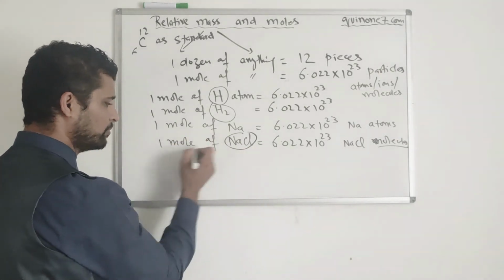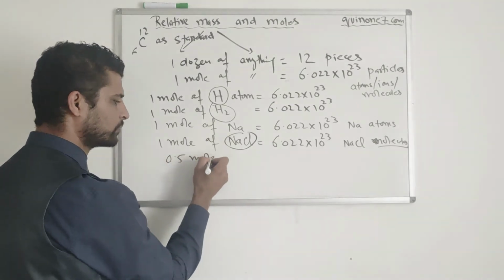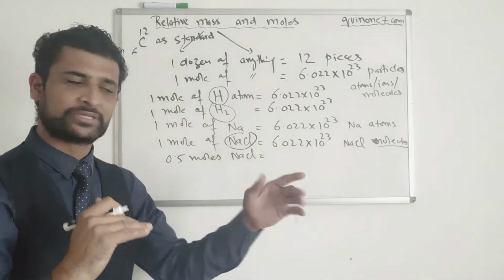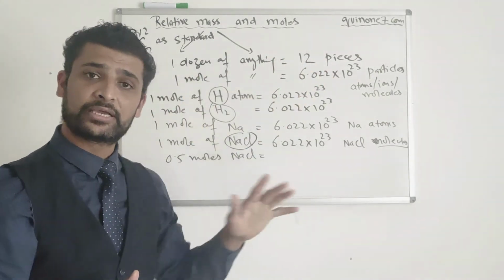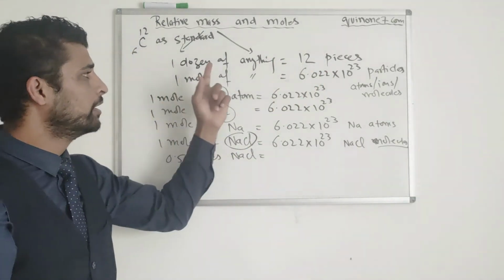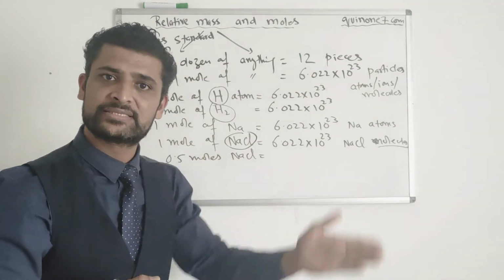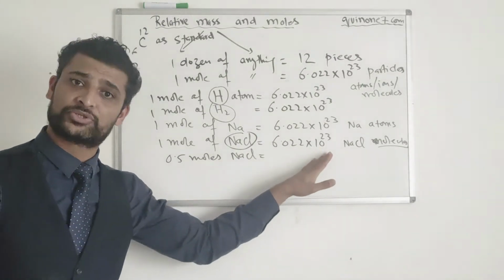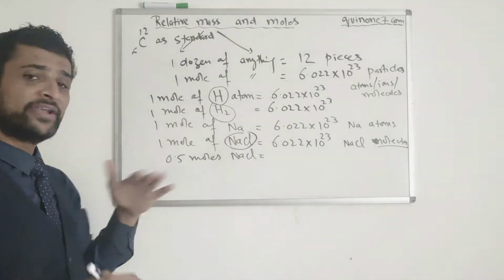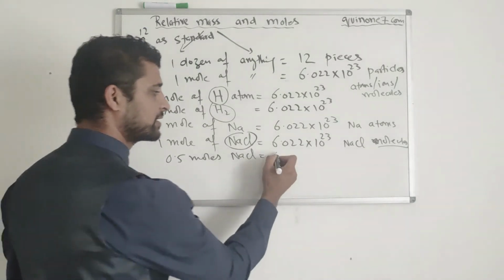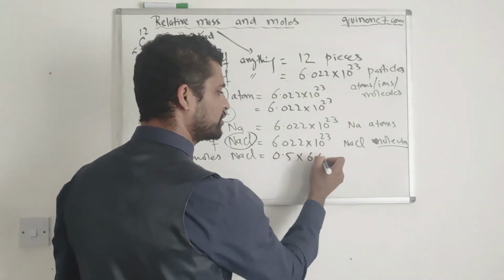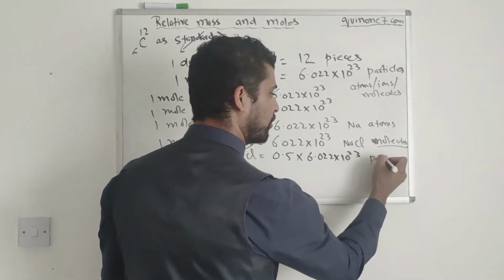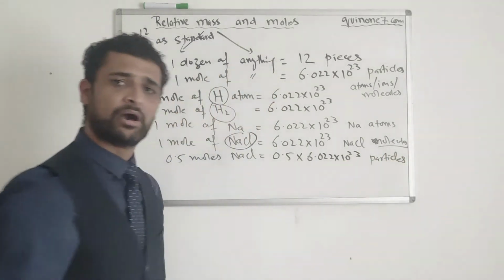If you say 1 mole, what about 0.5 moles of sodium chloride? Now this time you have cut the moles. I said 1 dozen of anything contains 12 pieces. Half of the dozen will contain 6. So if 1 mole of sodium chloride contains this much of sodium chloride molecules, 0.5 means half of them will contain 0.5 times 6.022 × 10^23 particles or molecules.